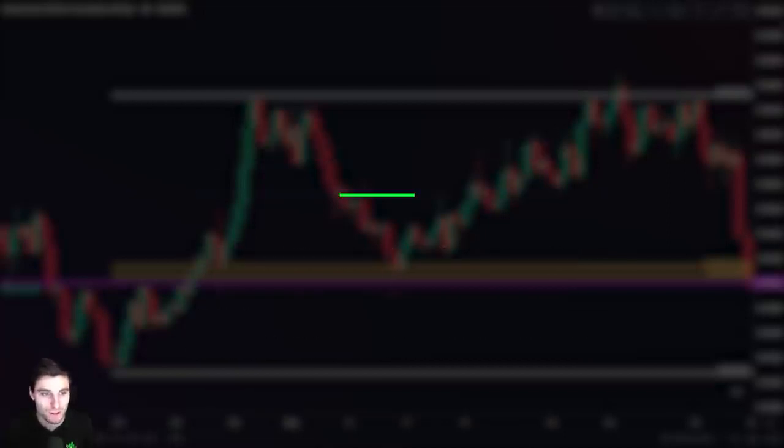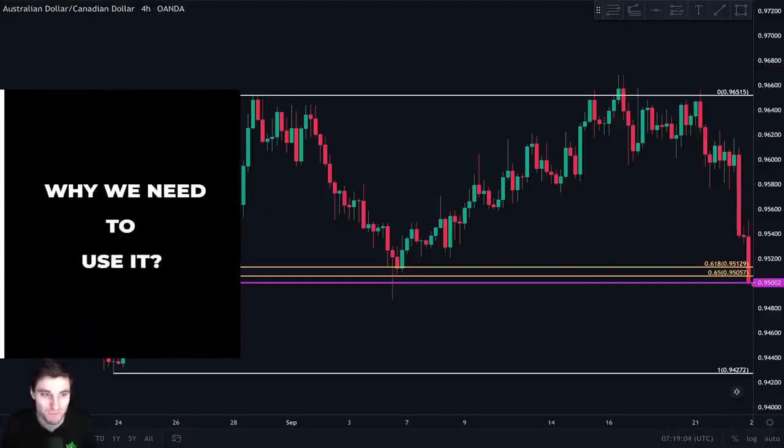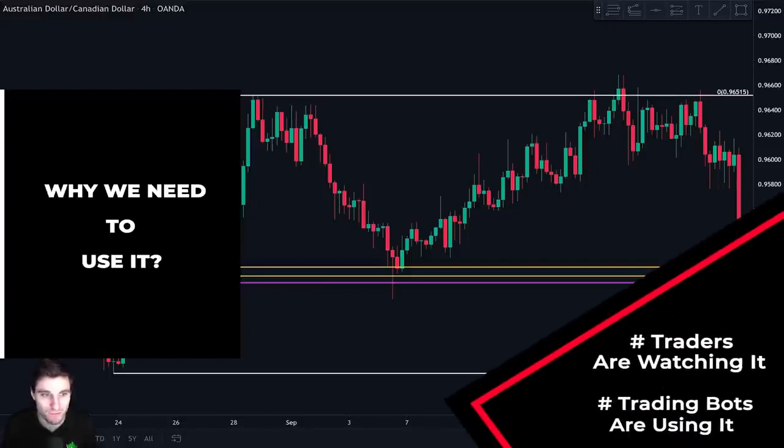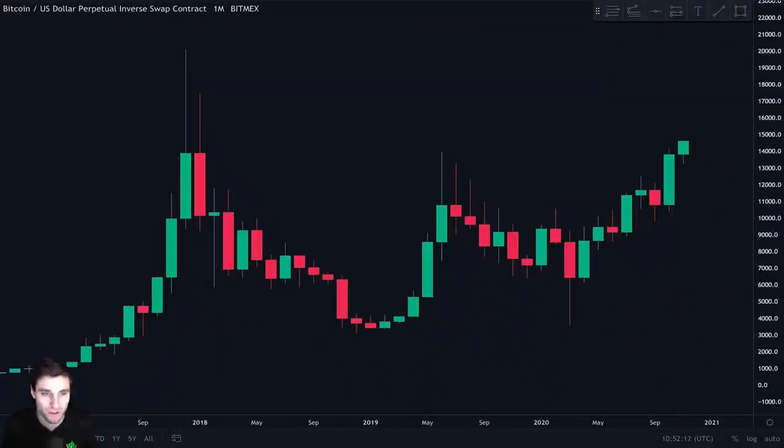Now, remember this. The CC zone is not a strategy by itself, meaning that we never take a trade by only using it alone. We always look for confluence with support and resistance levels and track the price action at these levels. So you might be wondering, why do we even need to use the CC zone?